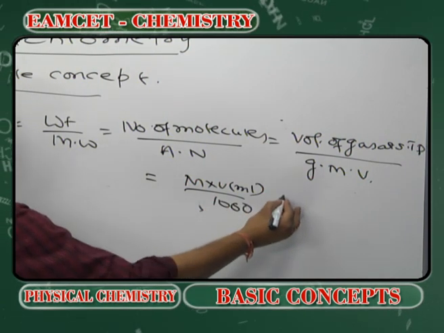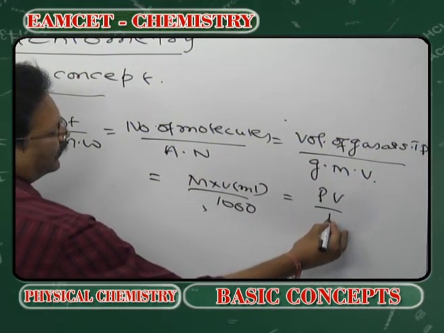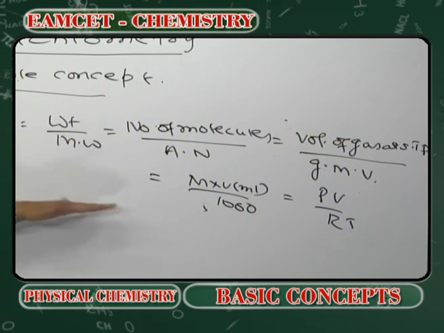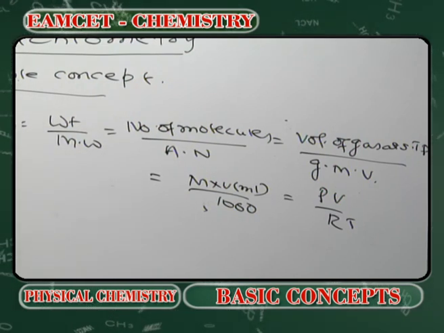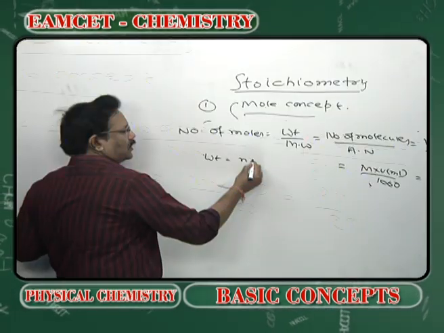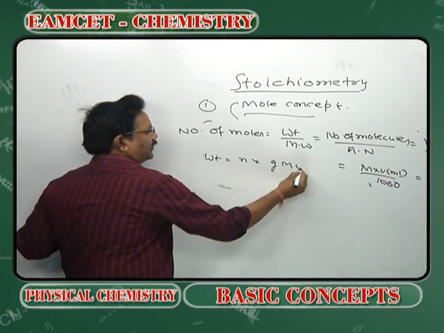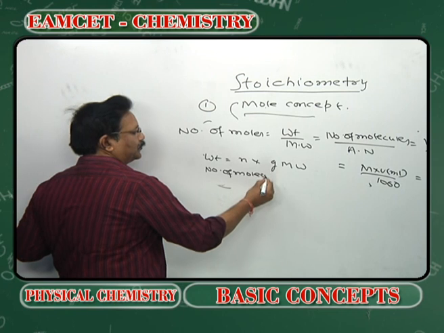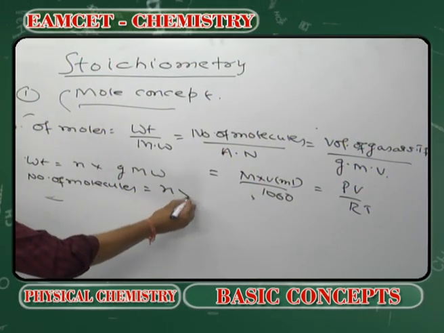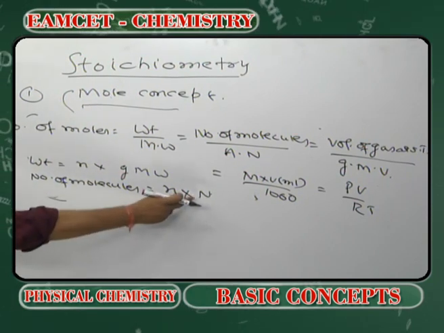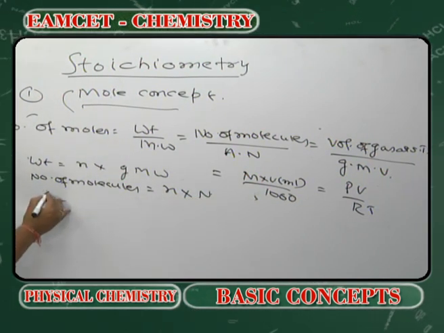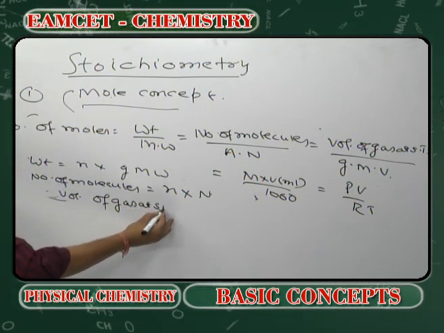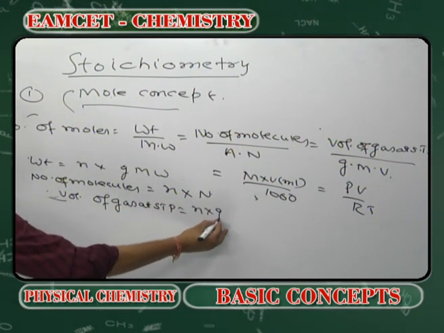And in the case of the gaseous state, n is equal to PV by RT. From this we can derive sub-formulas. What are the sub-formulas that can be derived from this? Weight of the substance is equal to number of moles into gram molecular weight. Number of molecules is equal to small n into capital N. What does capital N stand for? Avogadro's number. Volume of the gas at STP is equal to number of moles into gram molar volume.